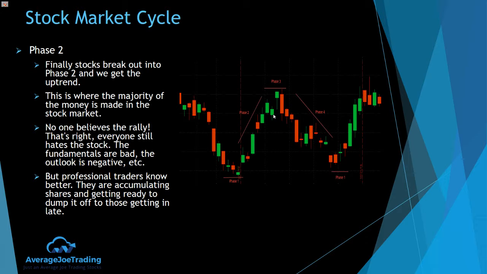Now here we get a little pullback, and so we could start assuming that we may be entering phase 3. Now that phase 2 may be running out, we're moving into phase 3. Now this can trade sideways for a long time too, a week or 2 weeks, 3 weeks. But at least you know that you're in phase 3 and you need to be all cash.